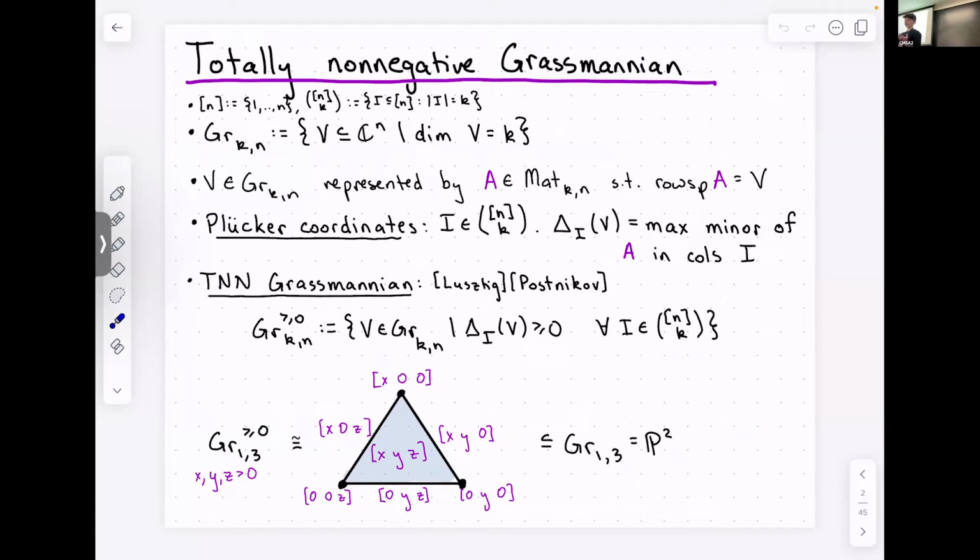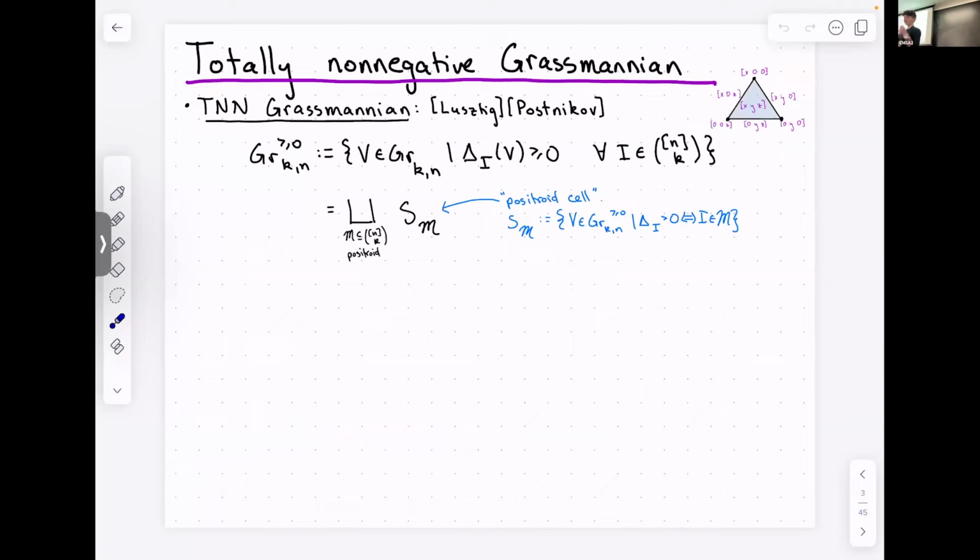And looking at this, you can see there's a very natural stratification of this TNN Grassmannian into pieces according to which Plücker coordinates are positive and which ones are 0. The interior of this simplex is where all of my Plücker coordinates are positive. And I also have other strata for different zero, non-zero patterns of Plücker coordinates. Okay, so this stratification is very natural. It also has some more notation that goes with it. We're going to care a lot about this stratification in this talk.